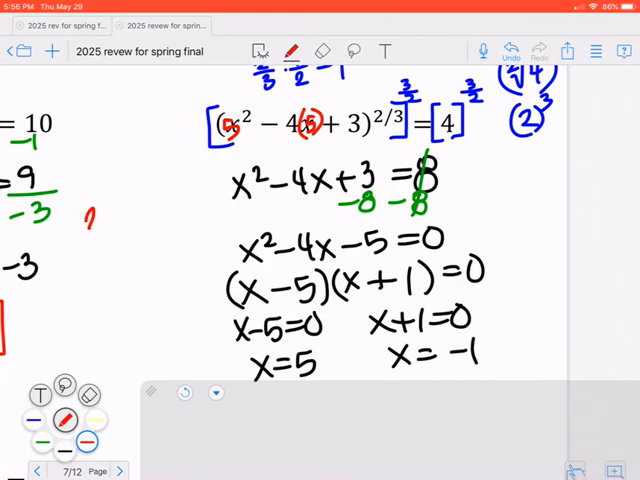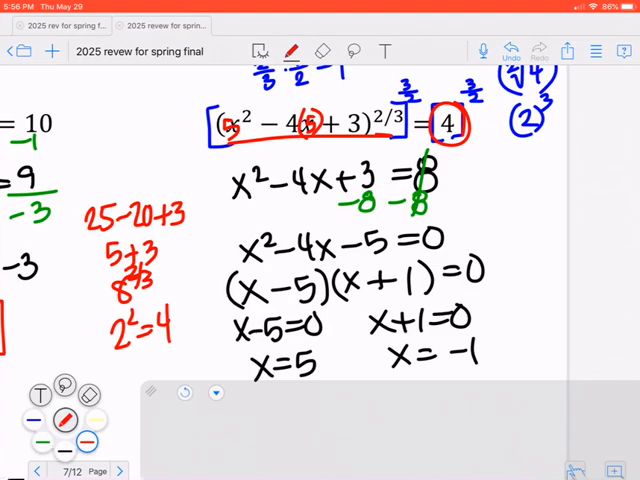5 squared is 25, minus 20, plus 3. 5 plus 3 is 8. 8 to the 2/3 power: the cube root of 8 is 2, and 2 squared is 4. And so it does equal 4. So I was just looking at, before, all my blue lettering on top, just the original equation.